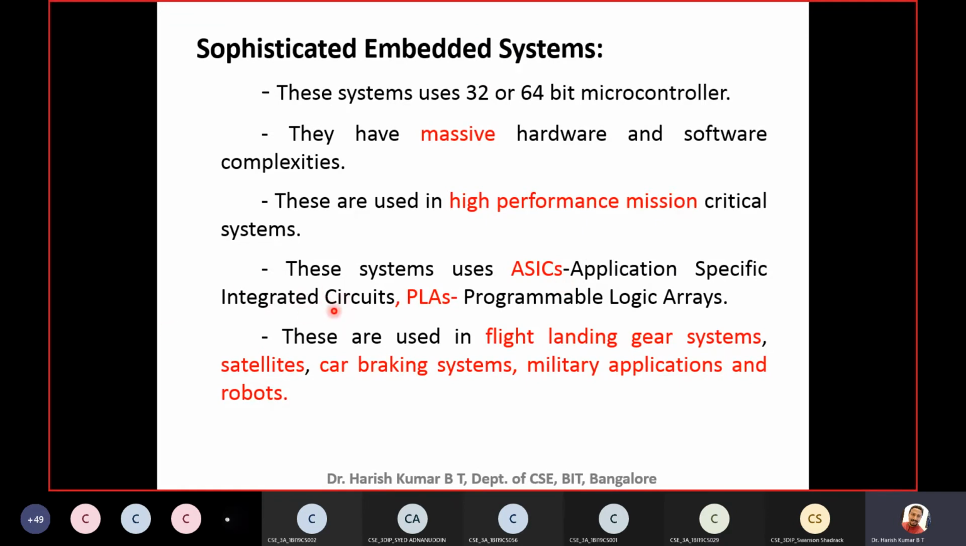So all of you know what integrated circuits are. There is something called application specific integrated circuits also. Later we'll be understanding more on these things, and then PLAs also, that is programmable logic arrays, which is a collection of AND and NOR gates designed and connected as per the logic required. So we are going to understand more on ASICs and PLAs in future. Okay, so this is a very brief introduction to sophisticated embedded systems.